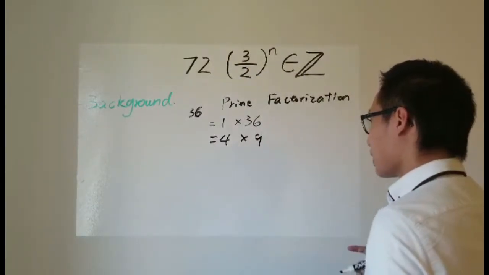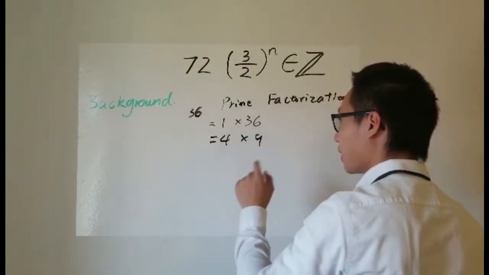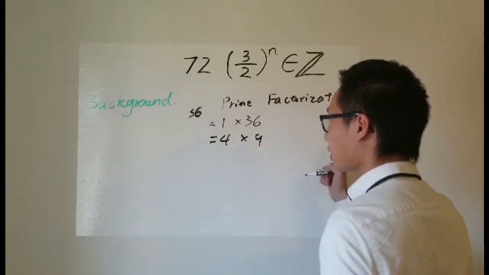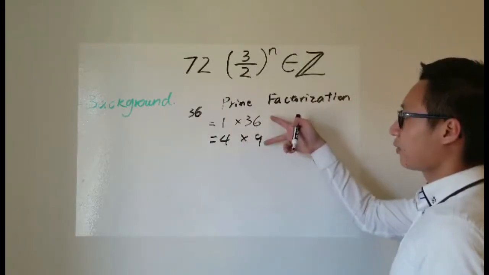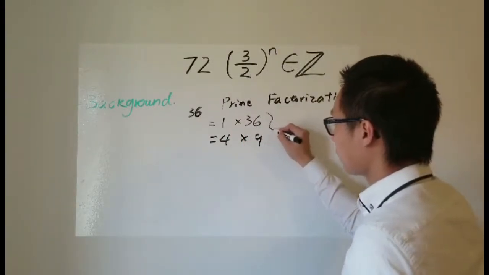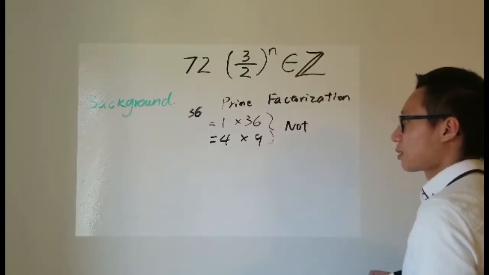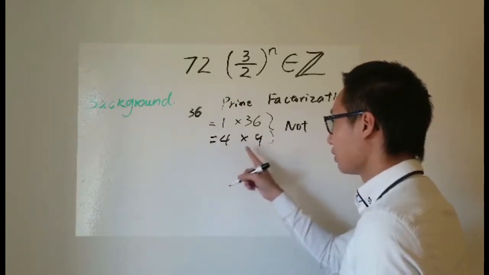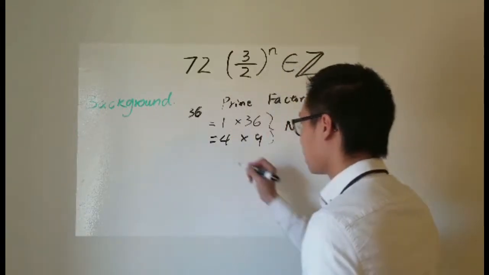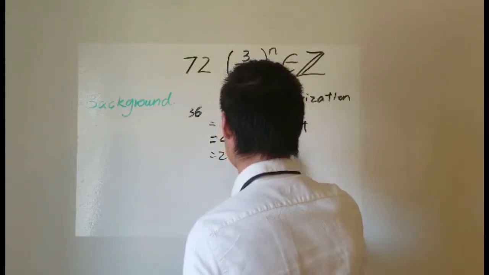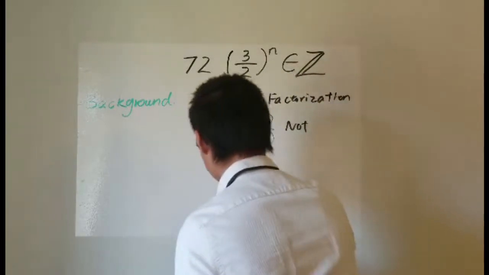Prime factorization requires that when I factorize the integer, I also make sure that all the factors are prime. As you can see, neither of these two factorizations of 36 is a prime factorization, because we need every factor to be prime. 9 is composite, and 4 is also composite. Or let's say you have 2 times 18. Even though 2 is prime, 18 is not prime, so 2 times 18 is also not a prime factorization.